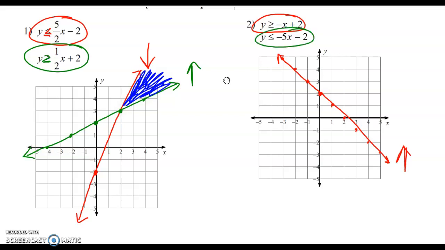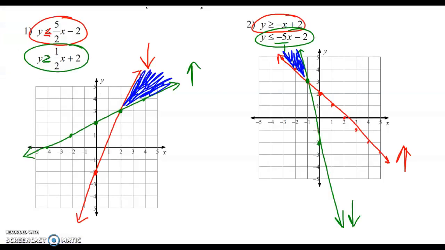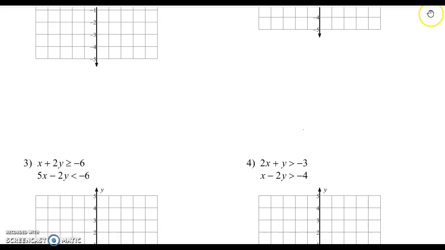Second line, y-intercept is -2, slope is -5, so I can go up 5. I go to the left one to make the line fall because it's negative. Solid because it's equal to, I want to be below that one because it is less than. So if I'm below the green at the same time above the red, I'm in this area right here. So remember, the shaded region would be the infinitely many points that work for both of those inequalities.